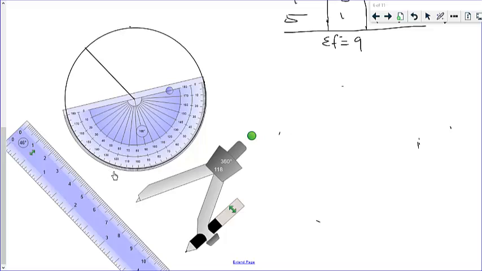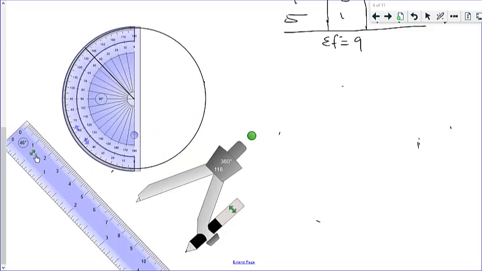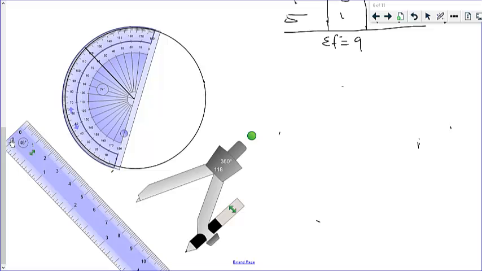120 degrees will be somewhere here. Then the next angle is 80 degrees, which will be somewhere here. 80 degrees will be somewhere here.